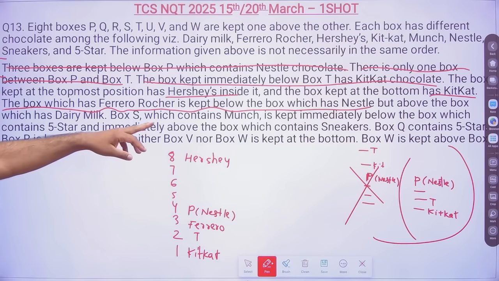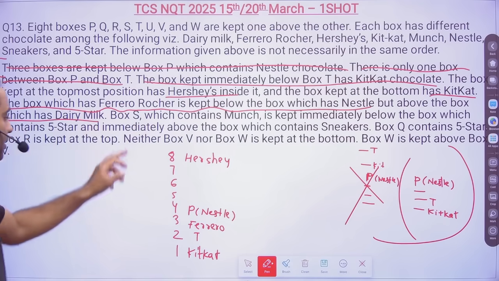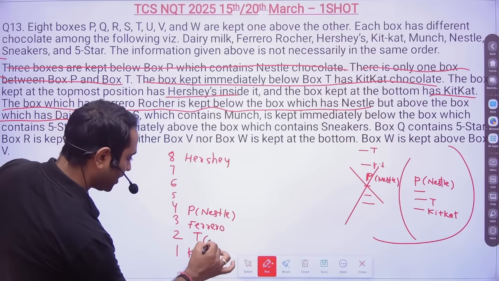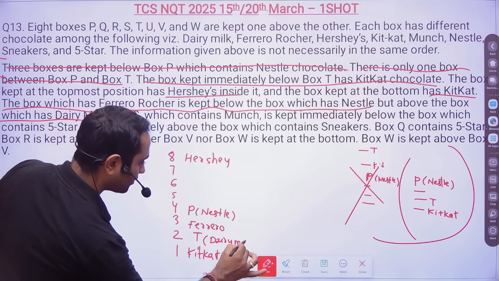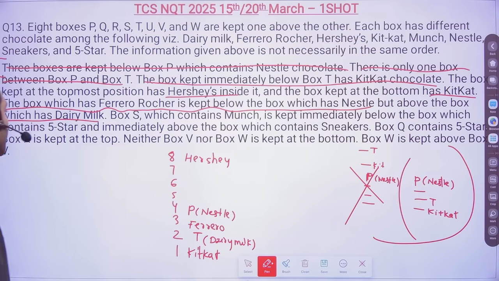Is kept below Nestle but above the dairy milk. So this is kept below Nestle but kept above dairy milk. Chalo, very good, super.